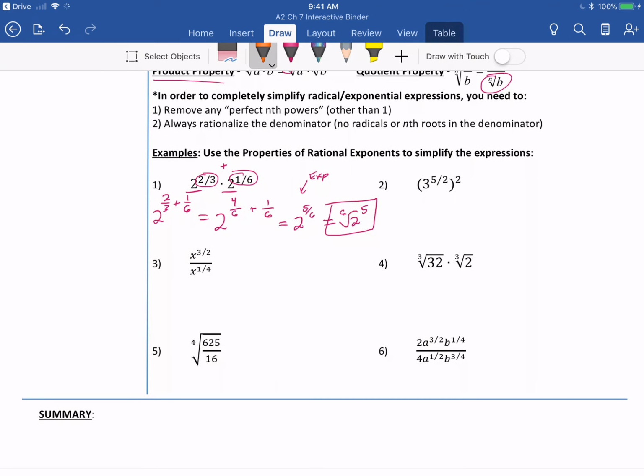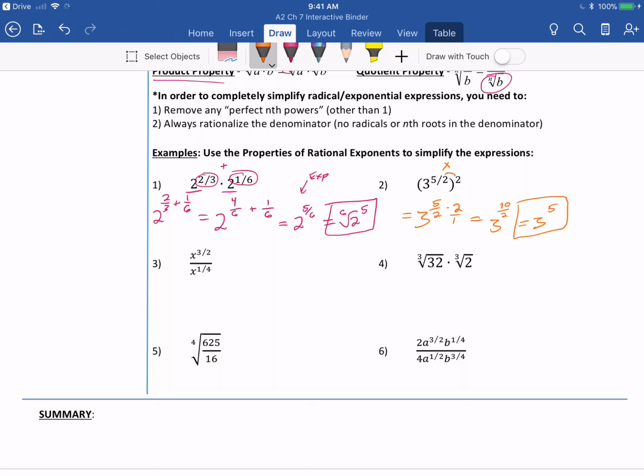All right, so now the next one, number 2 here, I have 3 to the 5 halves and then that whole thing to the 2nd power. And remember, this is a power to a power where we multiply these guys. So this is going to be 3 to the 5 halves times 2. All right, and I know if I'm multiplying fractions, I can multiply straight across. So this is going to be 3 to the 10 over 2, which 10 over 2 just simplifies to 3 to the 5. All right, so if it's a whole exponent, you can just leave it as 3 to the 5th.